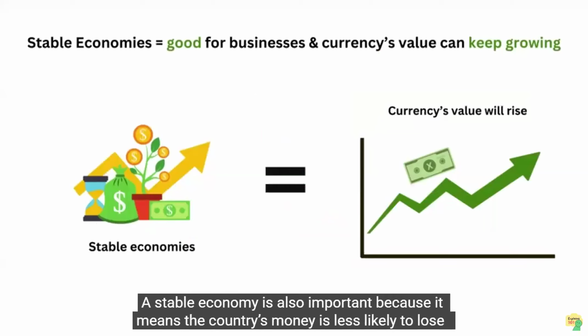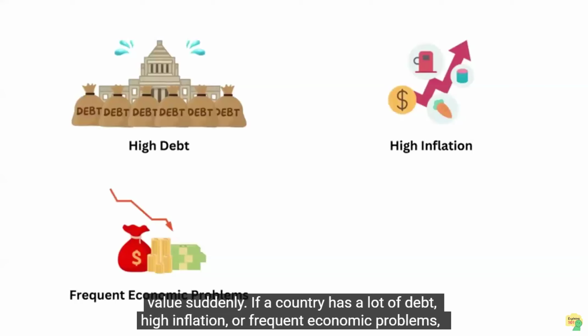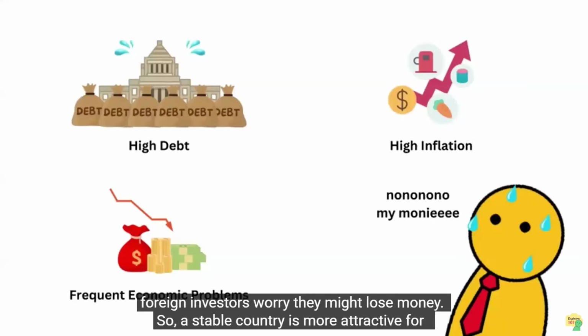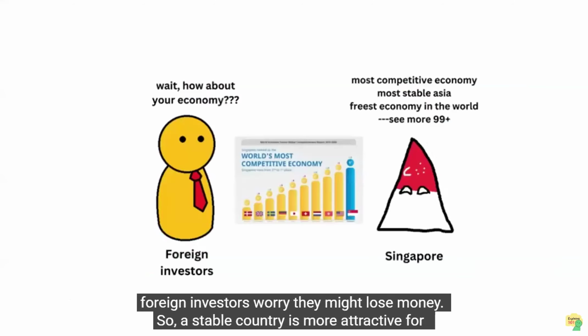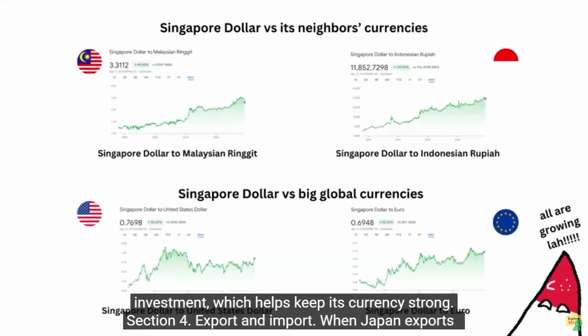A stable economy is also important because it means the country's money is less likely to lose value suddenly. If a country has a lot of debt, high inflation, or frequent economic problems, foreign investors worry they might lose money. So, a stable country is more attractive for investment, which helps keep its currency strong.